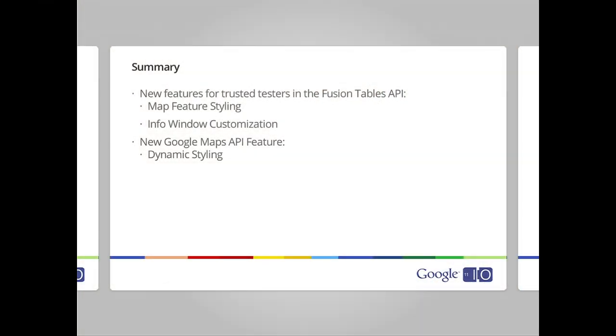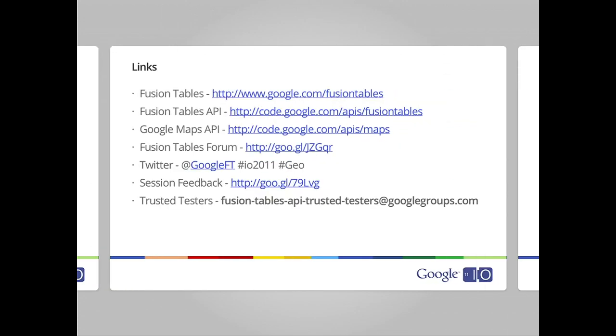All right, so I just wanted to go through a quick summary of what we showed you today. I talked about new features for trusted testers in the Fusion Tables API. These include map feature styling and info window customization. And James McGill talked about the new feature in the Google Maps API, and that was dynamic styling. And I just wanted to provide a few links for everyone, a link to the Fusion Tables API, etc. I'll leave this screen up here while we take some questions.